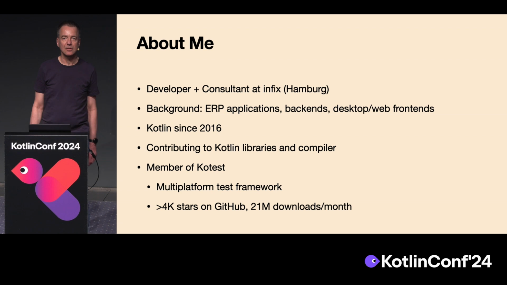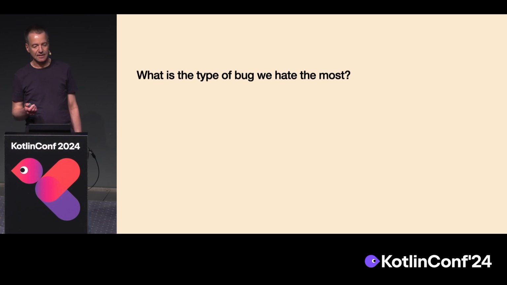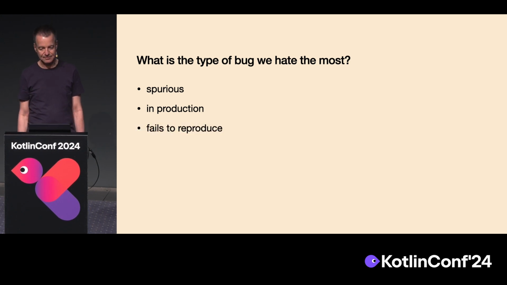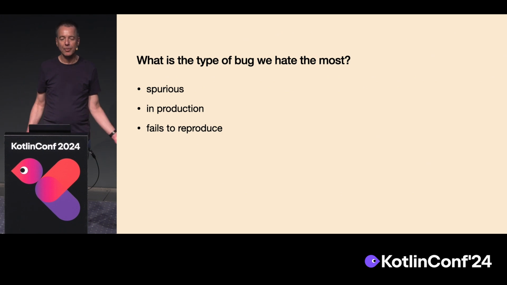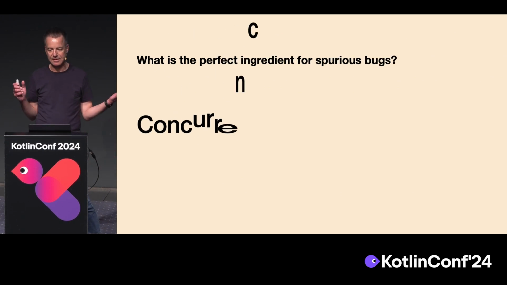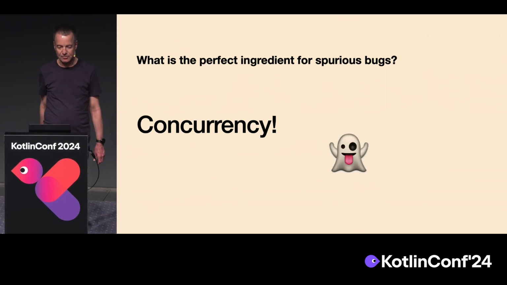So I'd like to start with the question: which is the type of bug we hate the most? And I'd say it's the spurious one in the wild, the intermittent fault in production, and the one we don't know how to reproduce. Now, what is the perfect ingredient for that type of bug? And you might have guessed it, it's concurrency. So say hello to curry, that's what I like to name it.